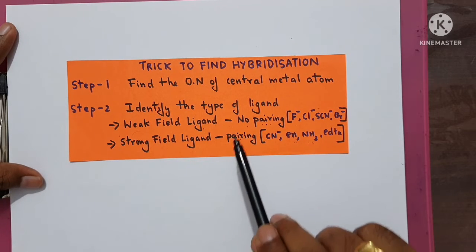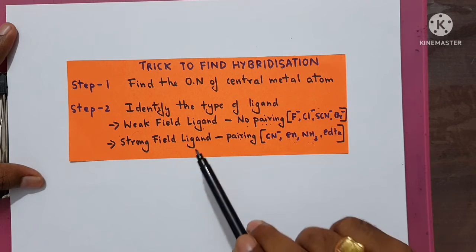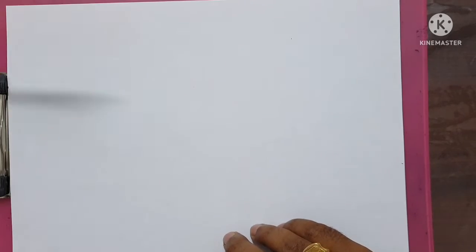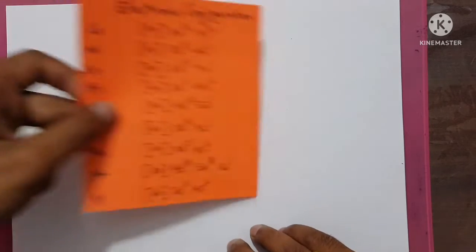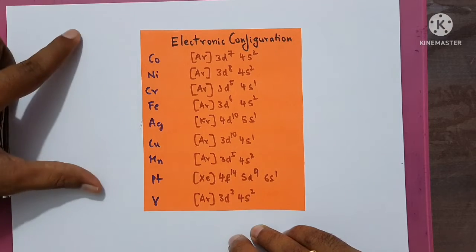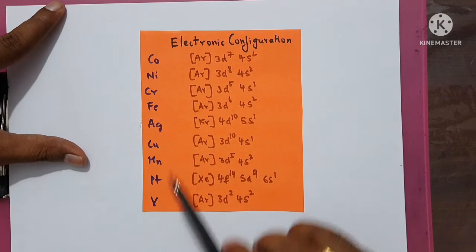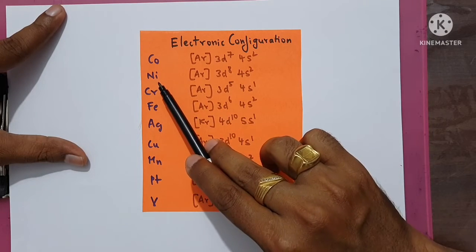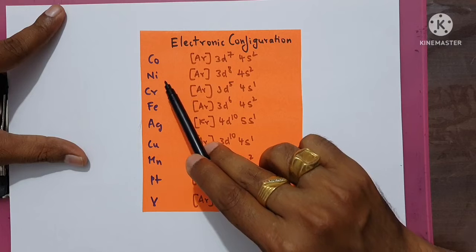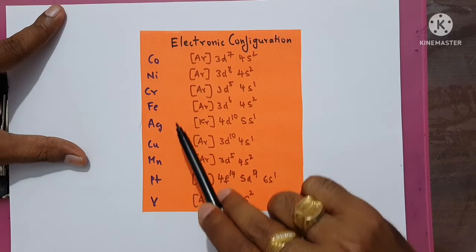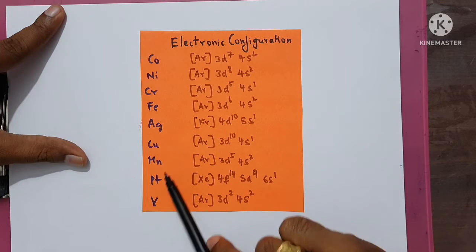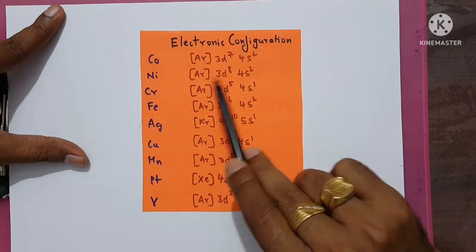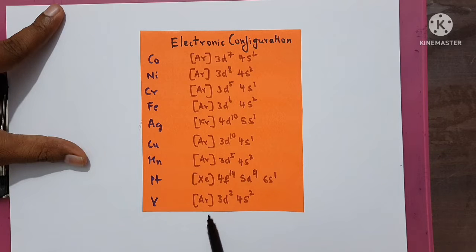After following step number 1 and step number 2, you should also know the electronic configuration. Try to memorize the electronic configuration of these elements. For the central metal atom cobalt, you can see Ar 3d7 4s2; nickel is Ar 3d8 4s2. Like that we have chromium, iron, silver, copper, manganese, platinum, vanadium. At least try to remember these elements' electronic configurations, which will be very helpful for you.